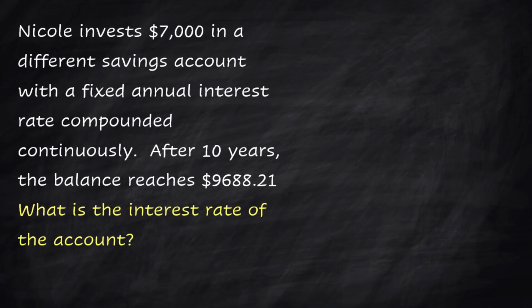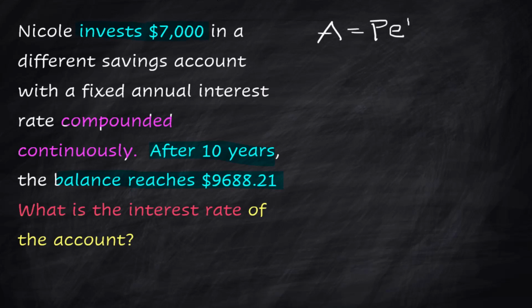This is a different type of problem. In this one, I want to know, what is the interest rate paying? If she got to $9,688.21 after 10 years in an account that was compounding continuously, what was the rate? So again, it's compounded continuously, so we're using PERT. Yeah, I named this one PERT. It's my favorite compound interest formula.